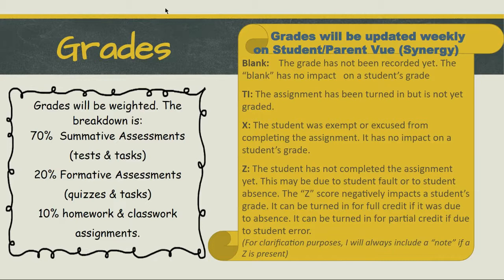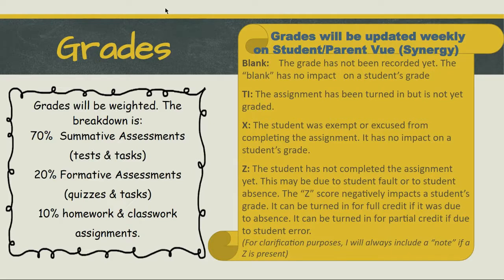If it is a blank grade, that means I have not yet recorded it and it has no current impact on a student's grade. A TI would mean that the student has turned it in, but it is not yet graded. It again has no impact on the student's grade. An X means that the student was exempt or excused from completing the assignment. It also has no impact on a student's grade.